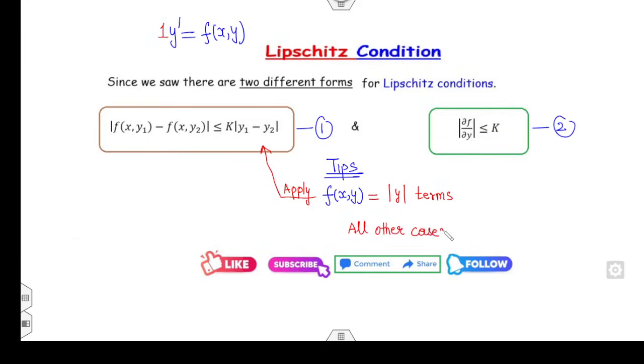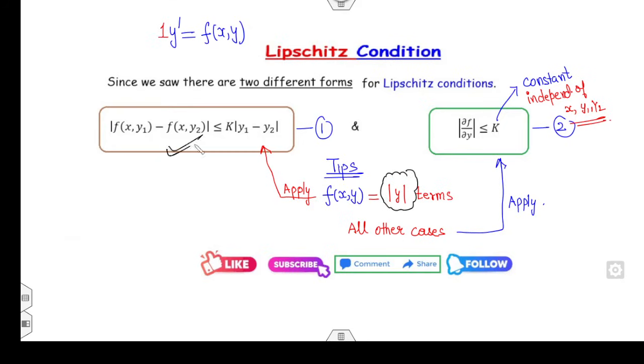those in which mod of y is not written, you always apply del f by del y is my k. Make sure k must be a constant, which means it is independent of x, y1, y2. Is it clear? Many times it is not understood which definition to apply when. Whenever a mod of y term is present, always apply the first case. If mod of y is not written, always apply the second definition.